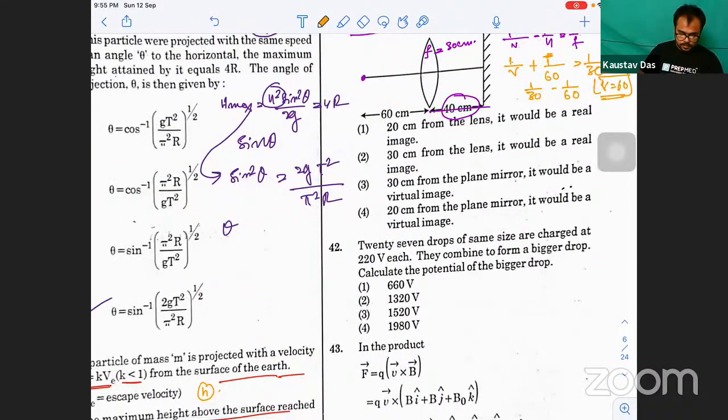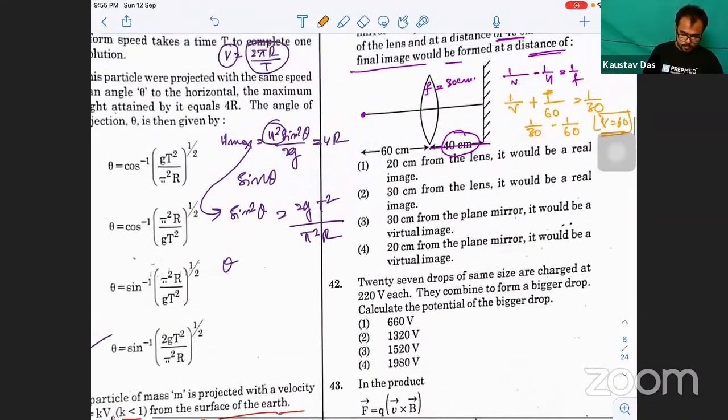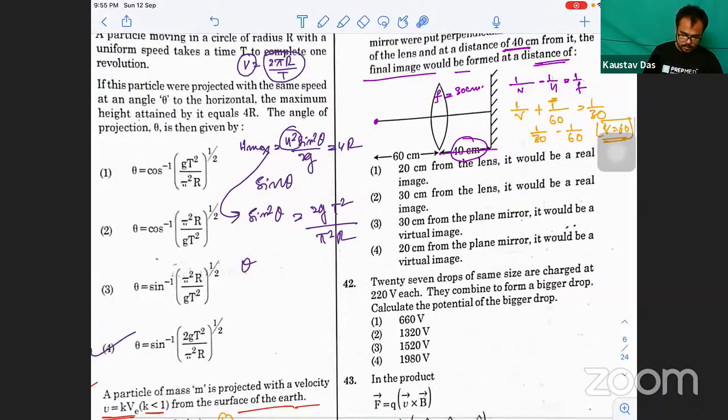So if it is 60, it is forming at a distance of here, say it is 60. So this is already given to us, 40. If this is 60, from here we have 20 centimeter ahead. From the mirror, it is going to be 20 centimeter. From the plane mirror, it would be a virtual image 20 centimeter from the plane mirror. So here, this is our answer.